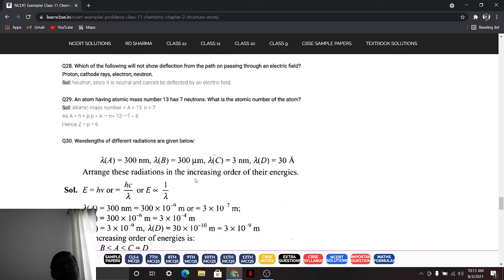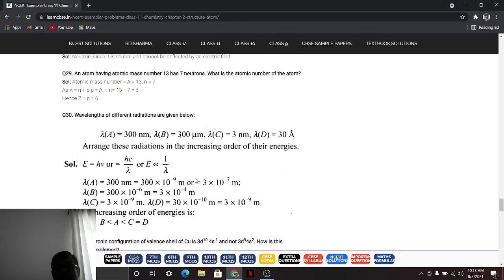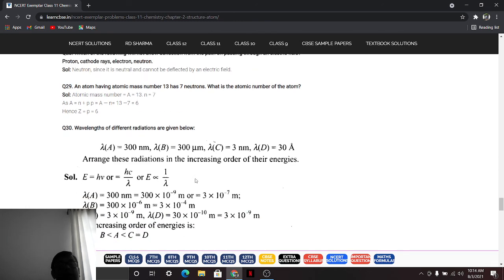Wavelengths of different radiations are given below. Arrange these radiations in the increasing order of their energy, is what they have asked. E is equal to h nu, we know, or E is h c nu, where nu is equal to c by lambda. E is inversely proportional to lambda, right? Therefore, when all this is calculated, the increasing order of energies is as follows.